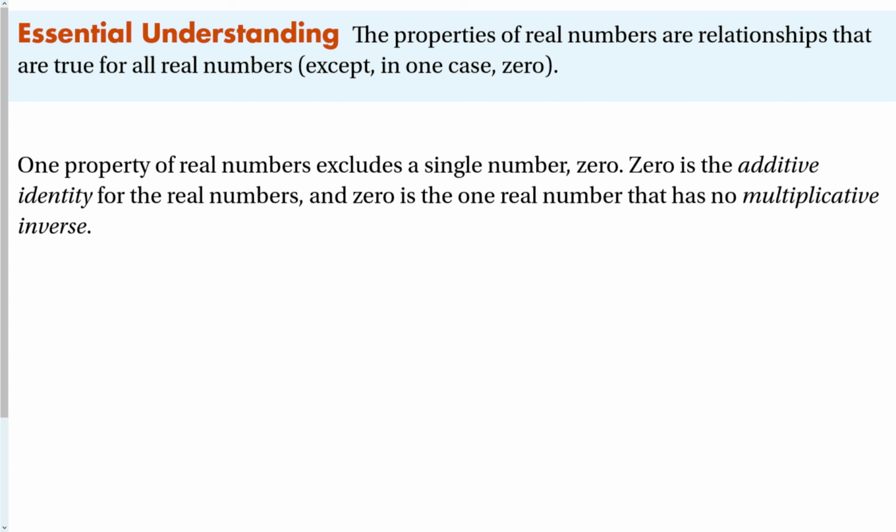Okay, so our next essential understanding is that the properties of real numbers are relationships that are true for all real numbers, except for some special things like 0. One property of real numbers includes a single number, 0, and it is the additive identity for real numbers. And 0 is the one real number that has no inverse. It has no multiplicative inverse. Okay, so there are these two special types of numbers in our mathematical system, right? They're inverses and identities.